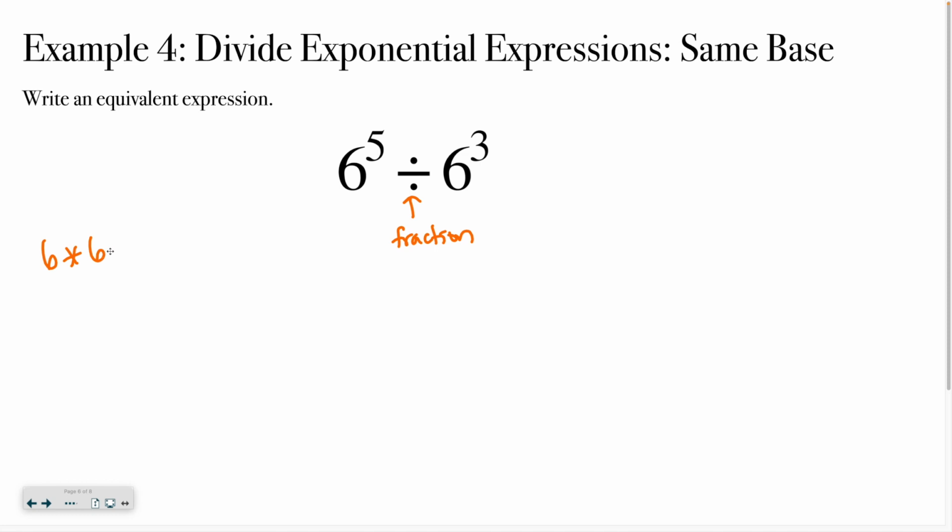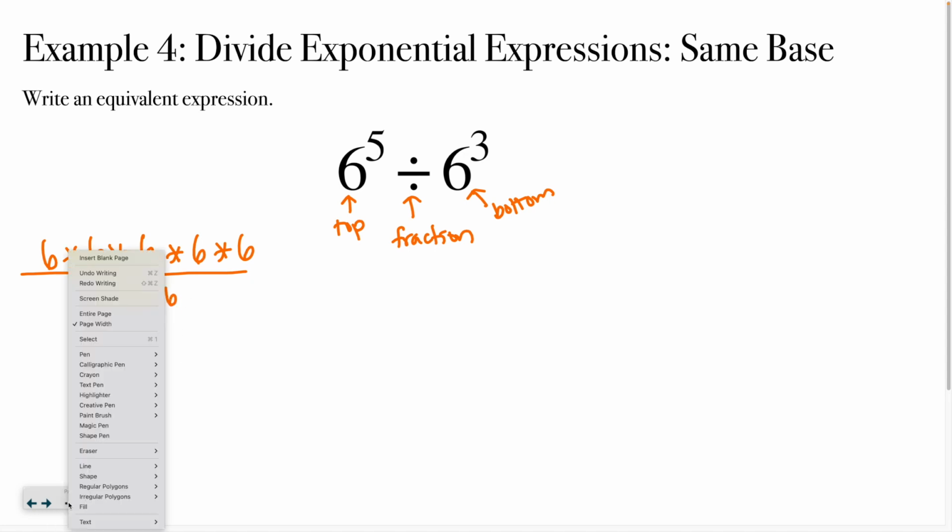So 6 to the 5th, that means that I have 5 6's on top of my fraction. And the reason I know that it's on top is because the top is always listed first and the bottom is always listed second. Okay. Then on the bottom I have 6 to the 3rd, so that means I have 3 6's on the bottom. Alright, this is where things get a little fun.